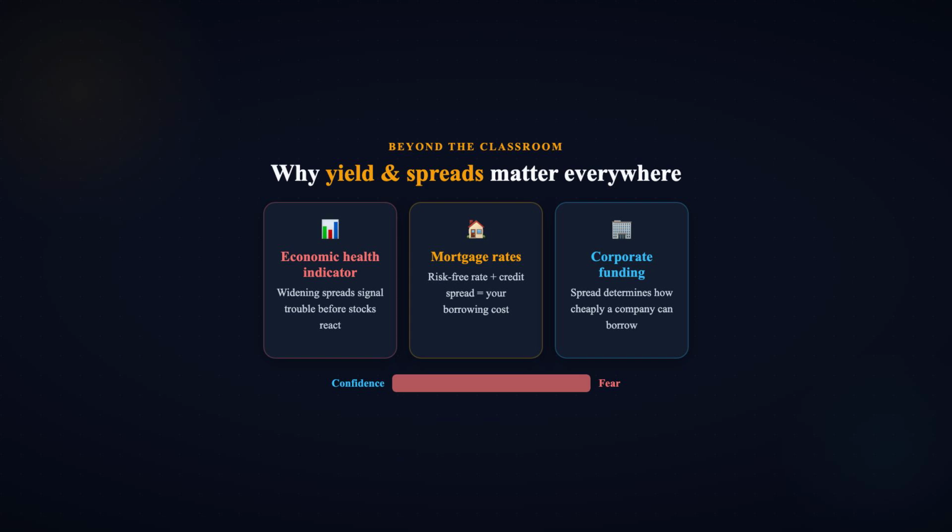This is why credit spreads are one of the best real-time indicators of economic health. Widening spreads often signal trouble before stock markets react. Every mortgage rate, every corporate borrowing decision, every government funding cost traces back to these two pieces. The risk-free rate, set by the government bond market, and the credit spread, set by investors pricing the probability of default. Understanding yield to maturity and credit spreads does not just help you read bond prices. It helps you read the economy.